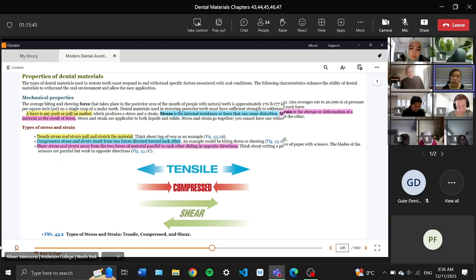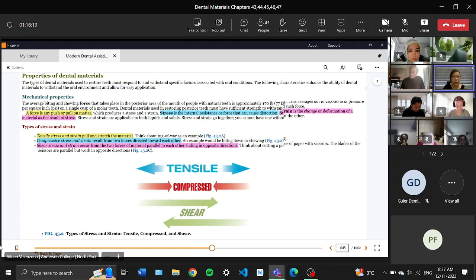Now the shear stress and strain occur from two forces on material parallel to each other sliding in opposite directions. So the shear is a combination of tensile and compressive. They go different ways. Again, tensile is pulling, compressive stress and strain is pushing, and the shear goes two different ways, both pushing and pulling. So these are the three types of stress and strain.